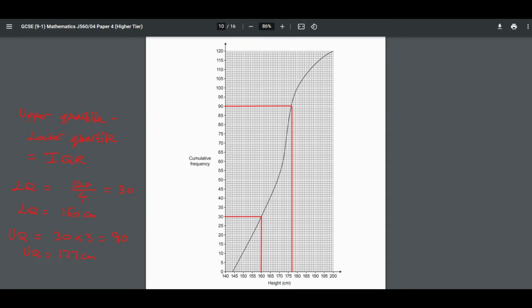So to find the interquartile range, we'll just take away those two heights. So the interquartile range will equal 177 take 160, which gives you 17 centimeters as your answer. So that's the answer for part 2.